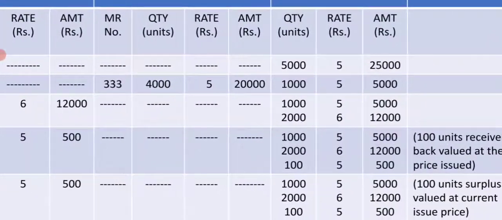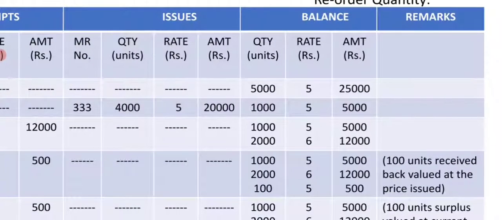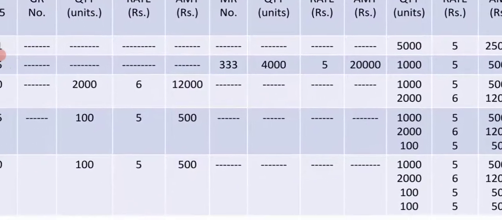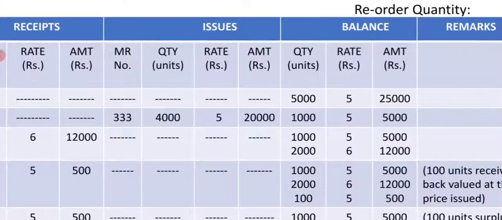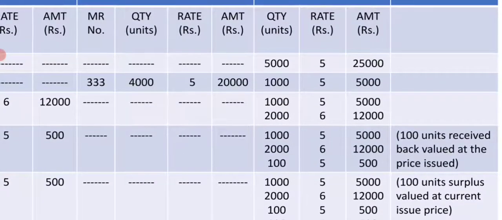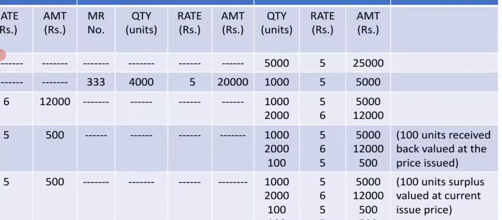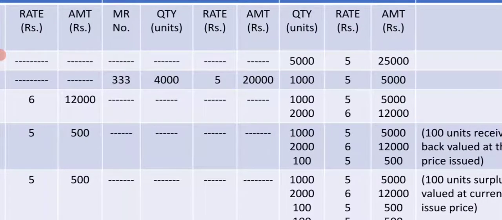Then we should write down the balance. While writing the balance, we write the oldest balance first: 1000 units at the rate of 5, 5000; 2000 units at the rate of 6, 12,000; and 100 units received back from the production unit, 100 units at the rate of 5, that is 500. We should not mix it up with the old balance of the batch at rupees 5. It should be written separately.